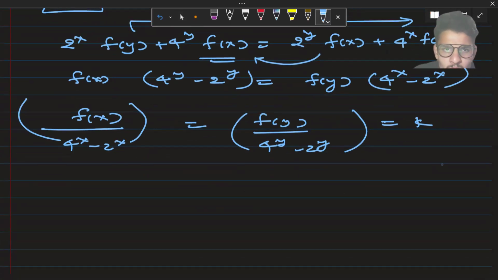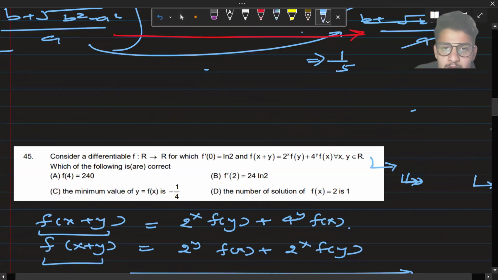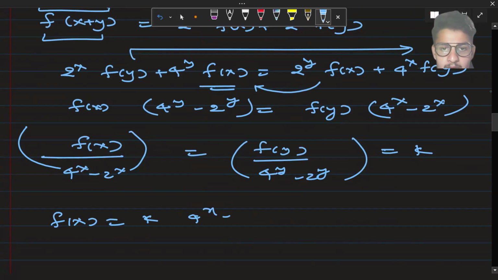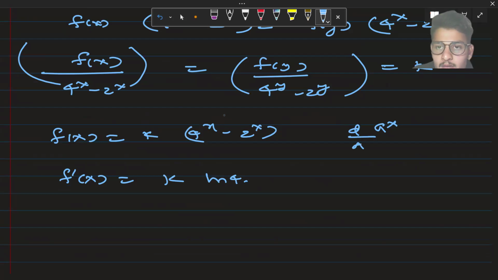So what will you do to get this k value? This condition is always given in the question to get those values. Now f of x becomes k times 4 to the power x minus 2 to the power x. When you differentiate f of x, what will you get? The derivative of a to the power x with respect to x is ln a into a to the power x. A similar scenario is here.